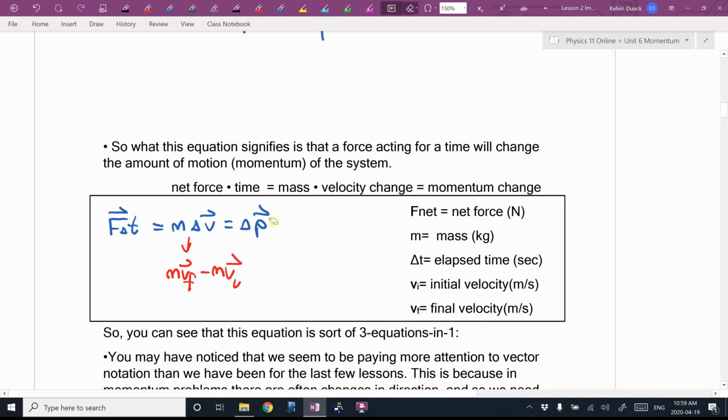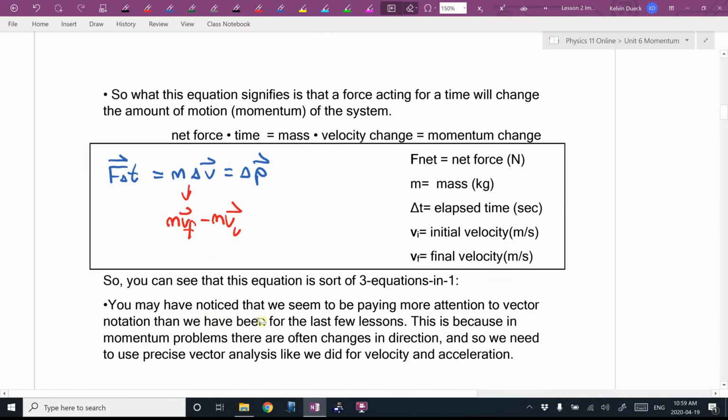Now, you may notice that I'm being way fussier with my vector notation. I'm paying way more attention to my vector notation than I have been for a while. And this is because in momentum questions, there are often changes in direction because momentum is used to analyze collisions and explosions. And often when you have a collision or an explosion, you have a change in direction. And so we're going to be using fairly meticulous vector analysis like we did way back when for velocity and acceleration. And what I mean by that is we'll let one way be positive and we'll let one way be negative, and we'll be consistent through the rest of the question. Okay?